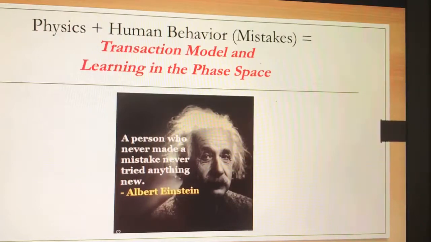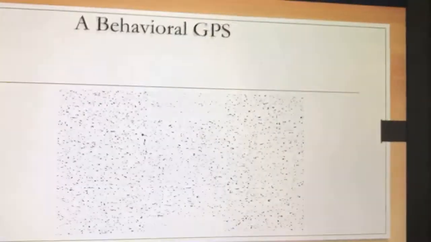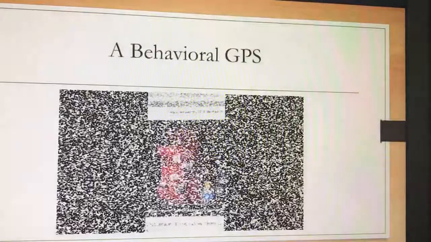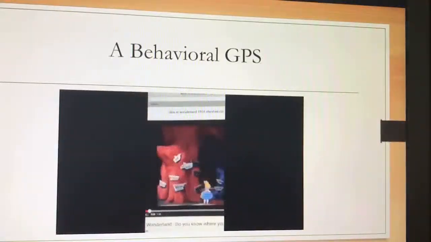By structuring behavior in a meta-framework as a processing system, the window where learning and development occur is now revealed. This then becomes a behavioral GPS. Because while knowing what to do is important, knowing what not to do is critical. The transaction model is 21st century self-directed learning.